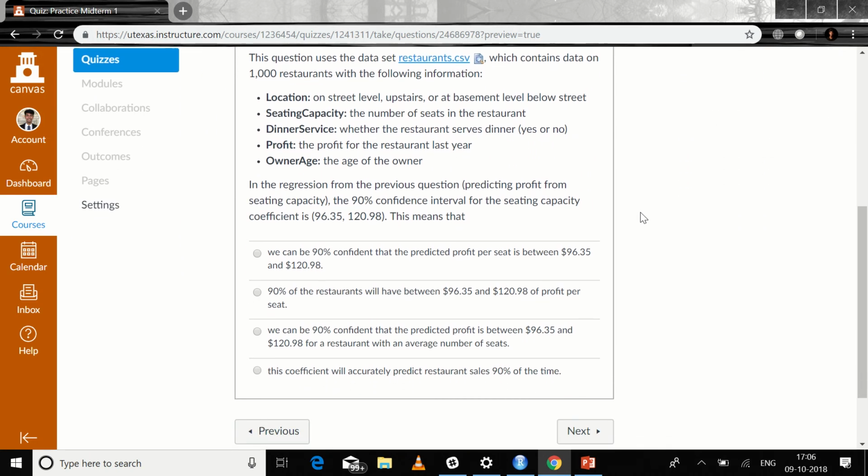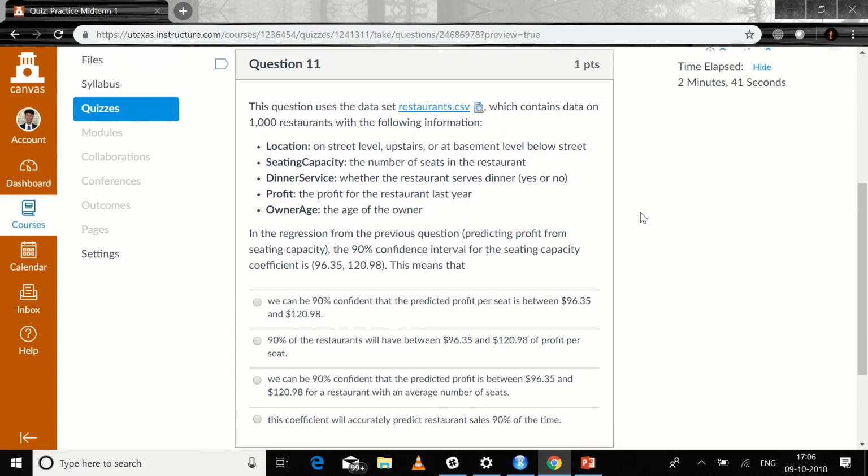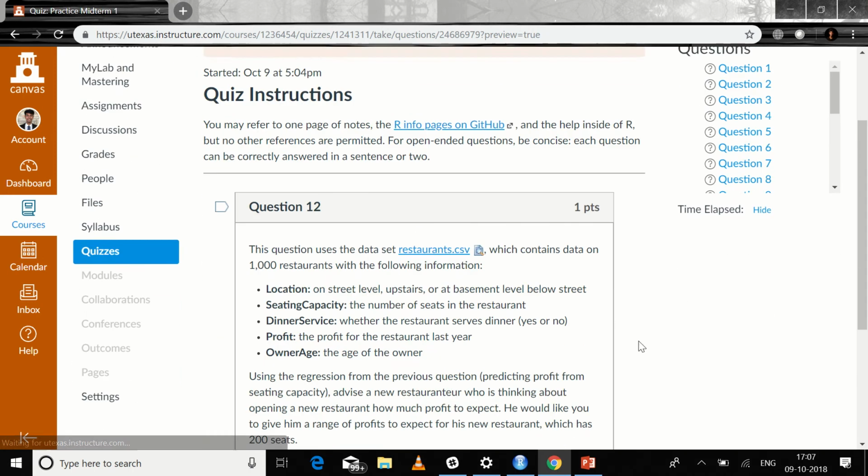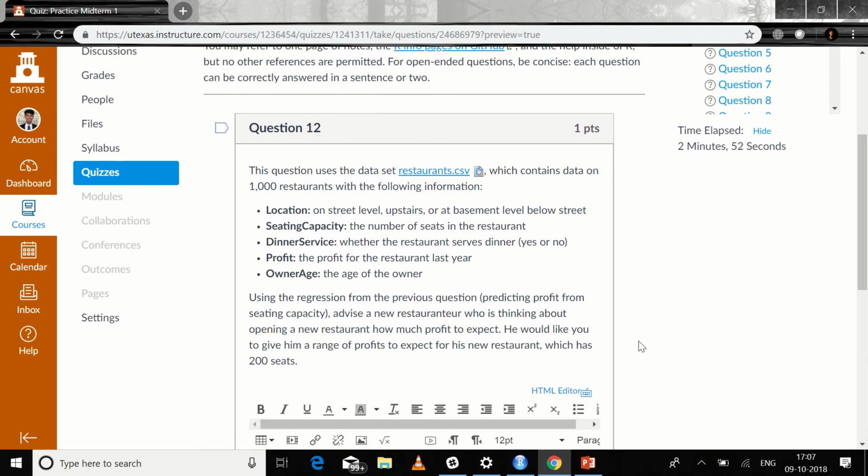I believe the first question that requires the use of R is the 12th question. Let me just go to the 12th question. All right, so this is what it reads. The question uses the data set restaurants.csv. It's just a hyperlink. You can click on it and download the data set. It contains data on 1,000 restaurants with the following information: location, seating capacity, dinner service profit, and owner age. So you're predicting what the profit of the restaurant would be using all the other variables as predictor variables.